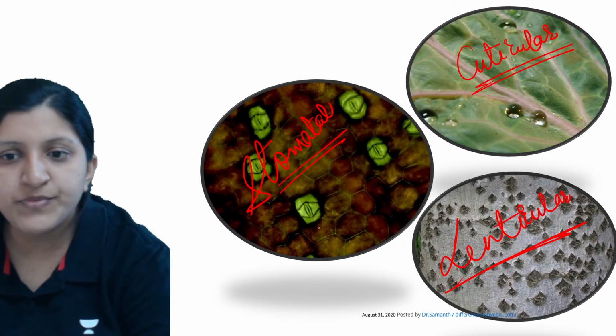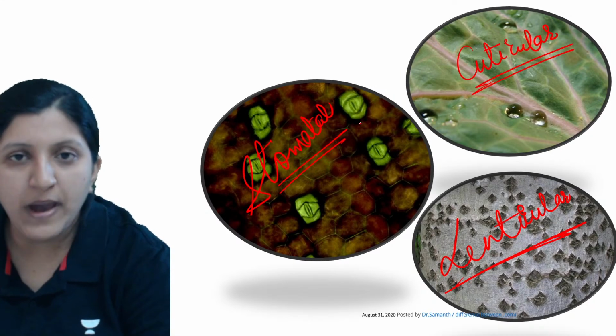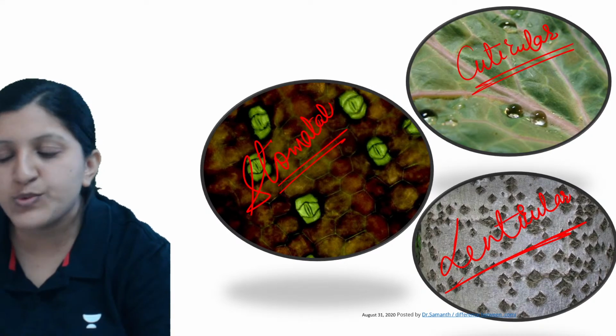So now you see this. These are the stomatal apparatus. This one is the cuticle and this one is the lenticel.